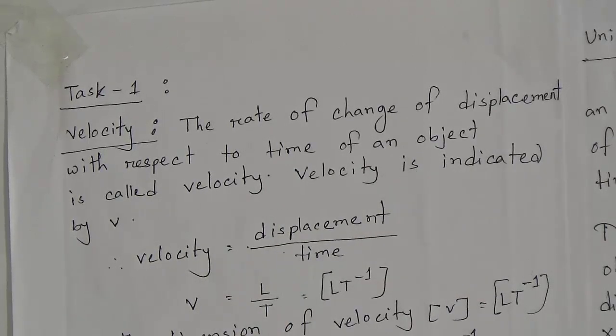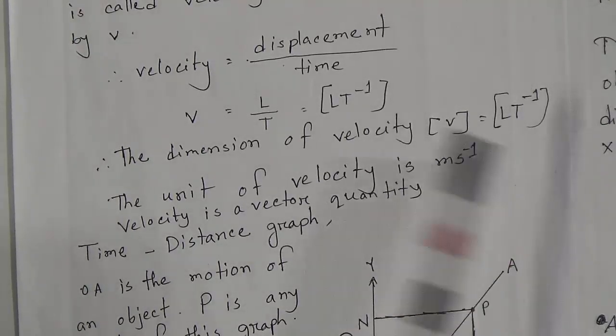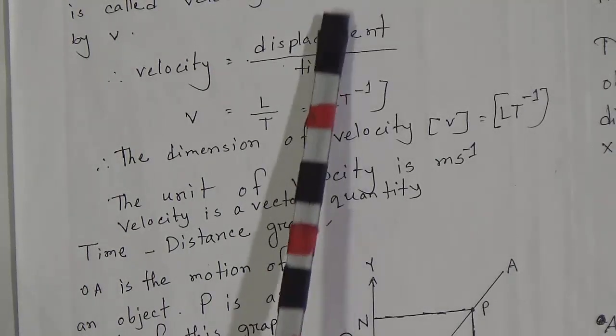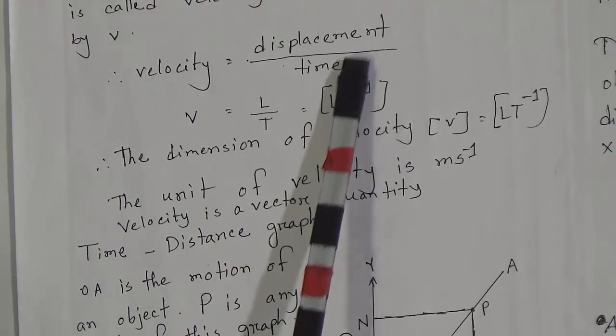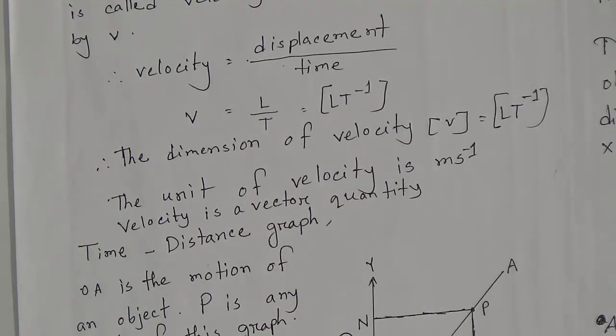Then you can write that velocity is indicated by V, and the formula of velocity is displacement divided by time. Here V equals L divided by T, that means L per T. This is the dimension of velocity, and the unit of velocity in the SI system is meter per second. Velocity is a vector quantity because velocity has magnitude and direction. That's why velocity is a vector quantity.